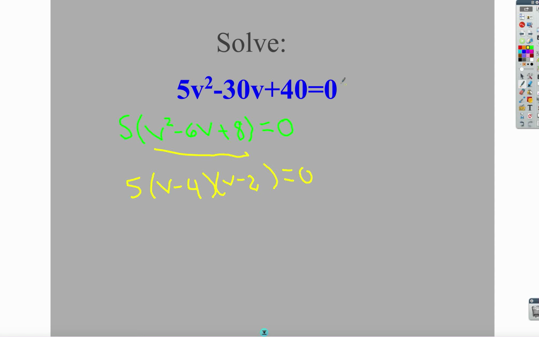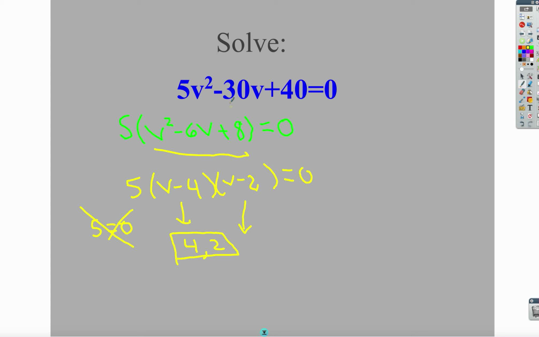And again, it's an equation, so I need to solve it. 5 equal to 0, not going to happen. That doesn't make sense. 5 can't equal 0. If that were a v, then yes, that would be a solution. But 5 equals 0 doesn't make sense. This will give me 4. This is going to give me 2. So I get my 4 and my 2.